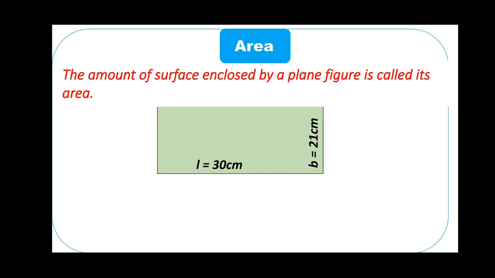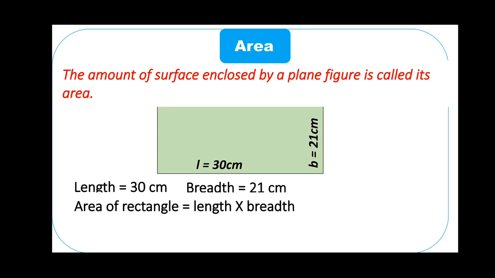So for finding the area of this plane figure, we can write the following steps. Length is equal to 30 cm. Breadth is equal to 21 cm. Area of rectangle is equal to length into breadth. Now substituting the values of length and breadth, we can write 30 centimeter into 21 centimeter. We will get an answer 630 square centimeter, or you can write 630 centimeter square.